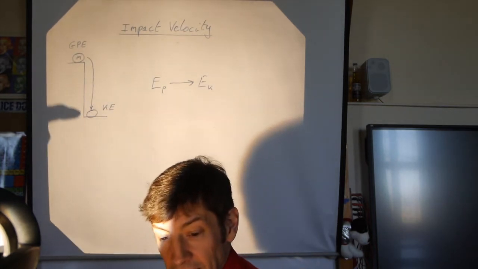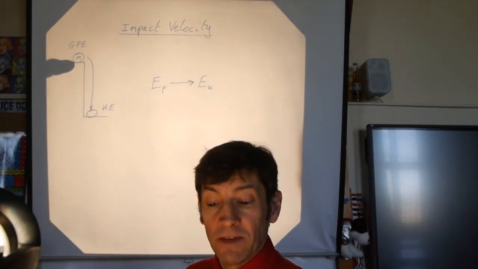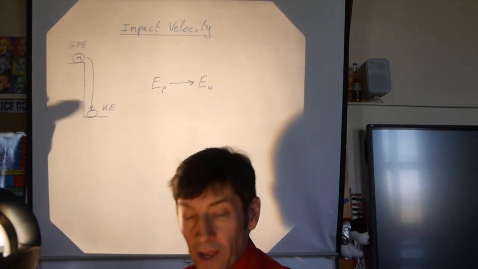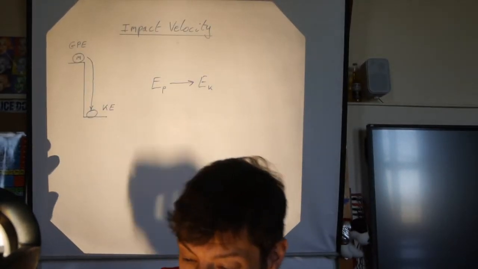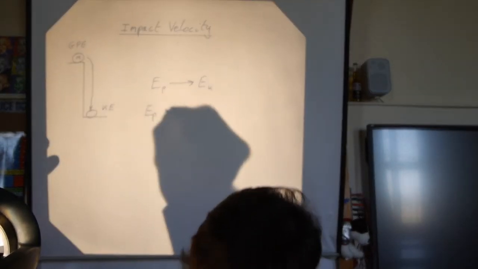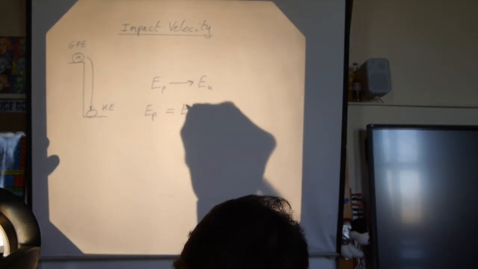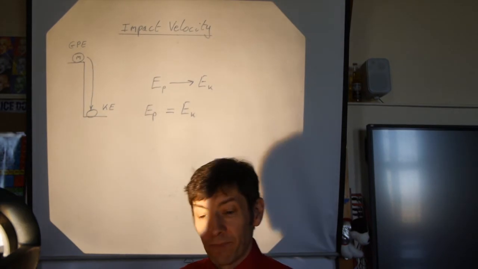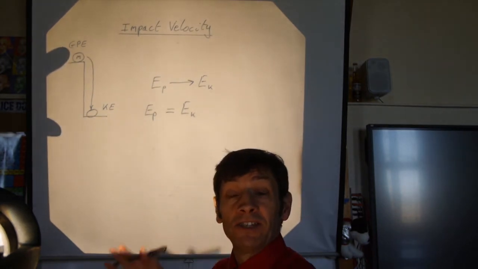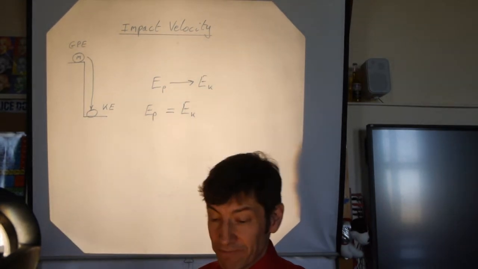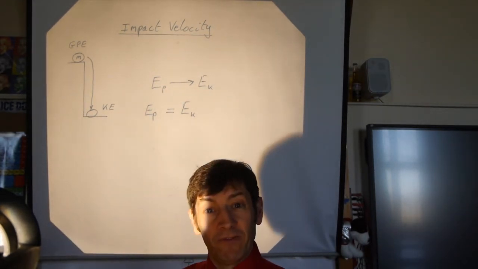So it gained gravitational potential energy, and then it lost that gravitational potential energy by falling and hitting the ground. And when it hits the ground, all of the gravitational potential energy will have converted to kinetic energy. So the amount of gravitational potential energy it had is now all kinetic, so we can say that. So let's take this a little bit further now.